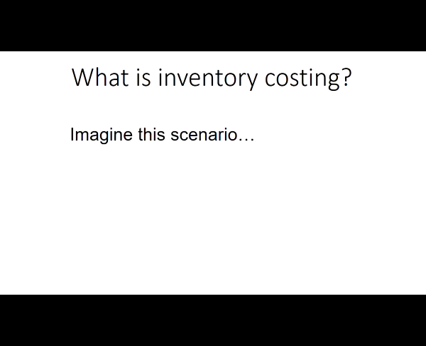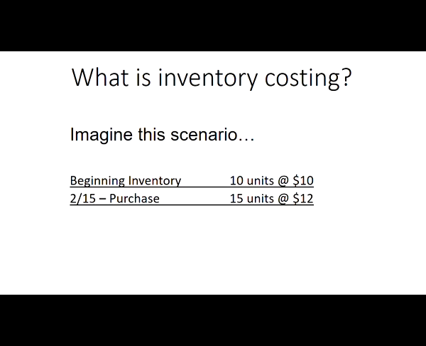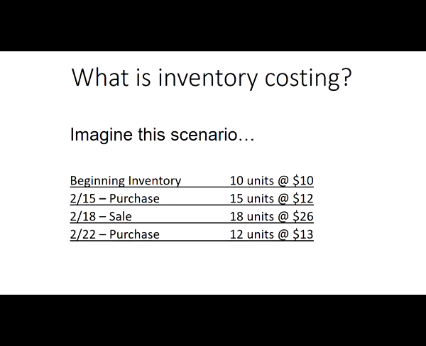So here's our first scenario. Imagine we've got a beginning inventory of 10 units and $10 when the month started. February is the example here. We made a purchase during the month for 15 units at $12. We sold 18 units for $26. We buy some more stuff, 12 units for $13, and then we make another sale, 15 units at $27.